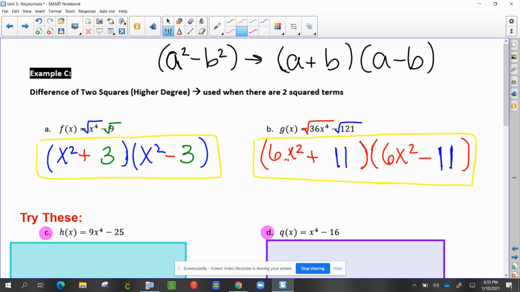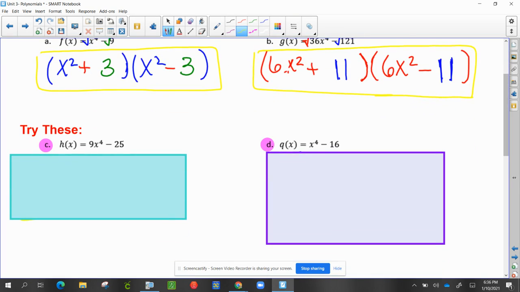Okay, so that's all you have to do. So take the square root of both sides. Just remember, if you square root an x to the fourth, it becomes x squared. So try C and see how you do. 9x to the fourth minus 25. Both of those are perfect squares.